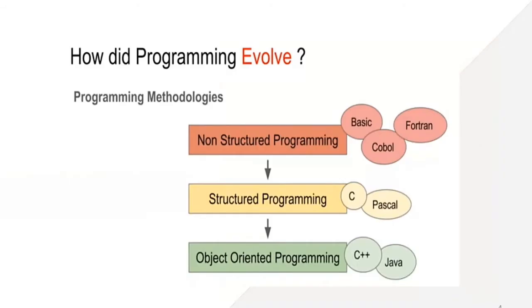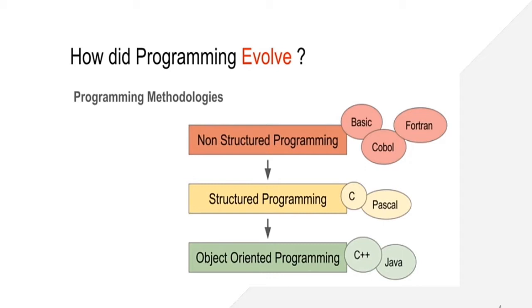How has programming evolved? How did it come about? First, the first thing that came up in formal programming is the non-structured programming language. Non-structured means there is no structure defined. You can write it any way you like. The languages are BASIC, COBOL, and Fortran. These are called non-structured programming languages. I think from the name you understood that non-structured means there is no proper structure.